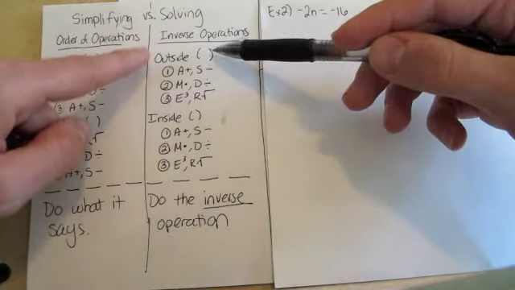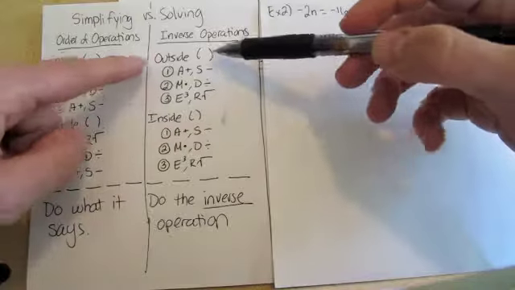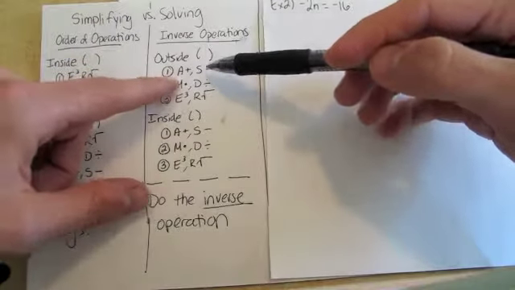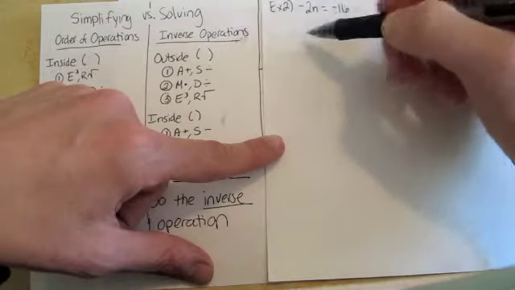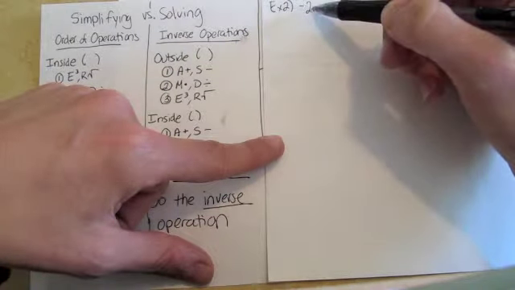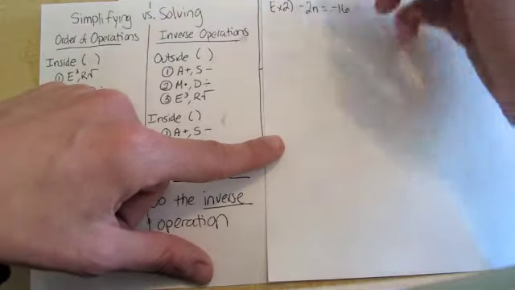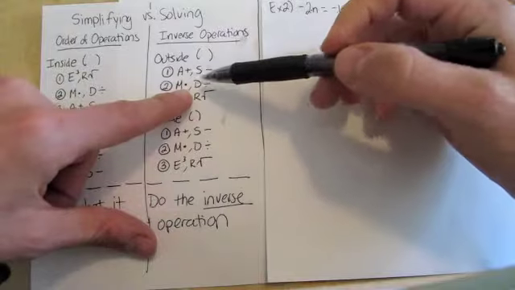We start outside parentheses, and we're not even going to have to worry about that because there are no parentheses here. So we'll start outside, and first we deal with addition and subtraction. And I don't see any addition and subtraction here. Remember, that's a negative 2, not a minus 2. This is multiplication. Negative 2n means negative 2 times n. But I do see multiplication.